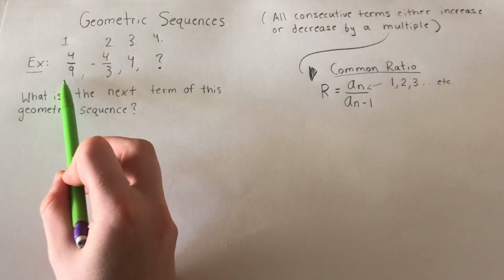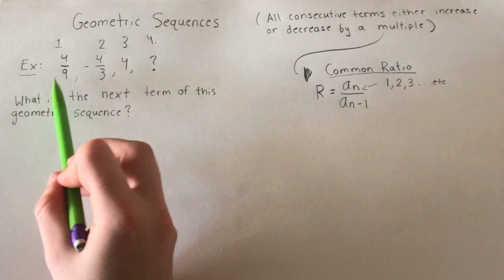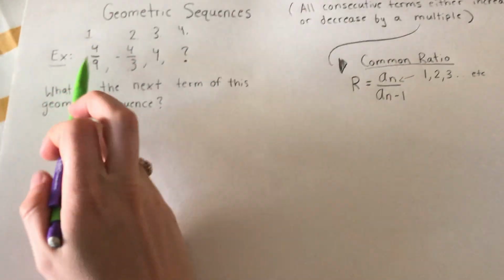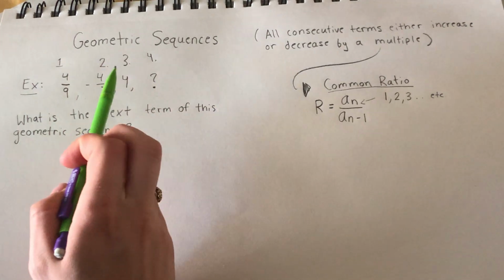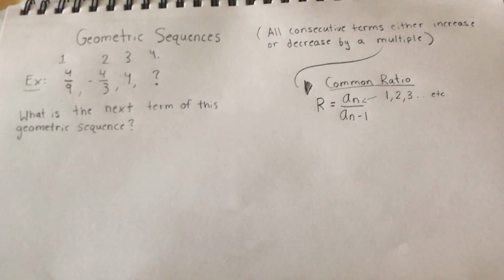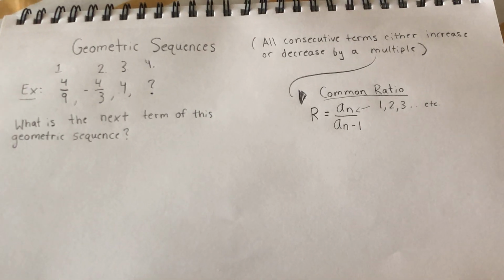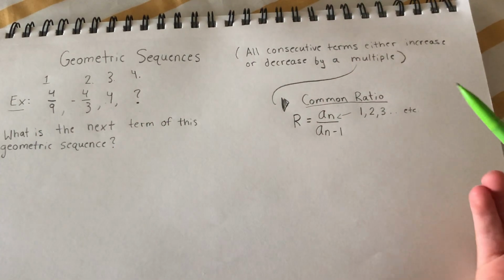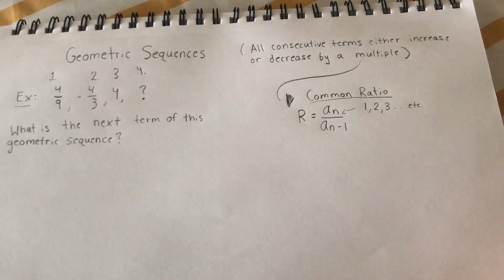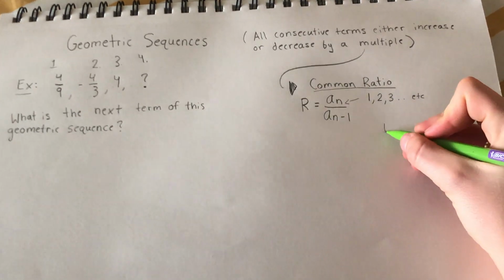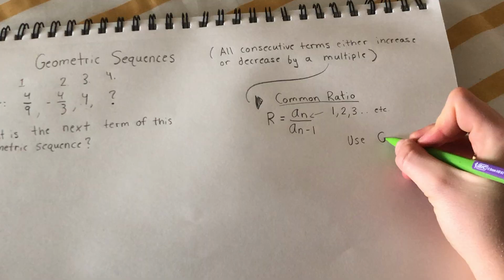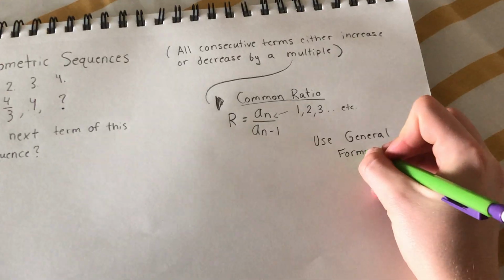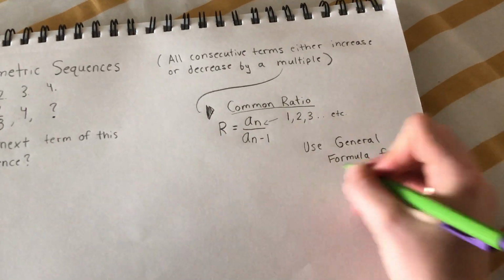And right here, it's interesting because this sequence is actually starting at positive, becoming negative, and then going to positive. So it's kind of hard to tell whether it's increasing or decreasing. But anyways, we can still find the common ratio and then use that to find the fourth term. And if the common ratio is not enough, we can use our general formula for a geometric sequence.